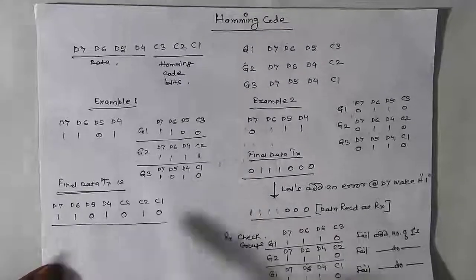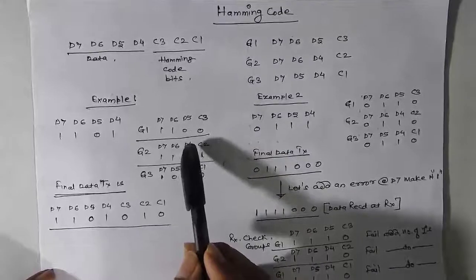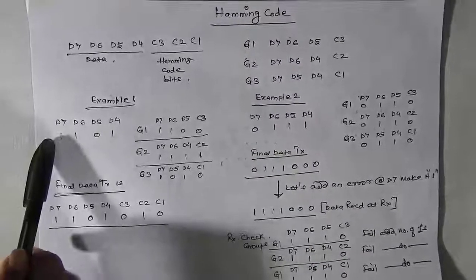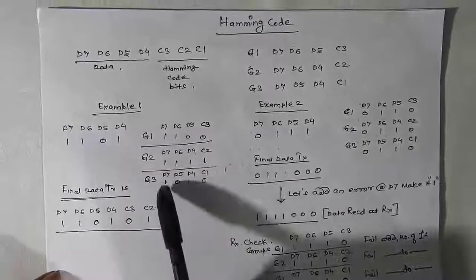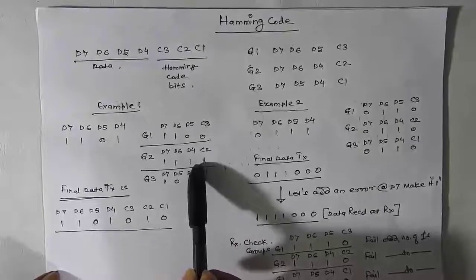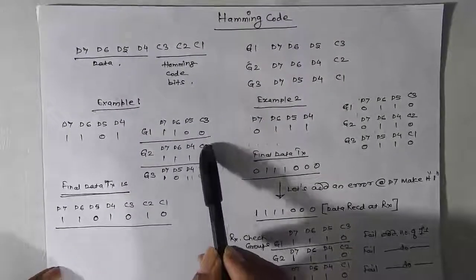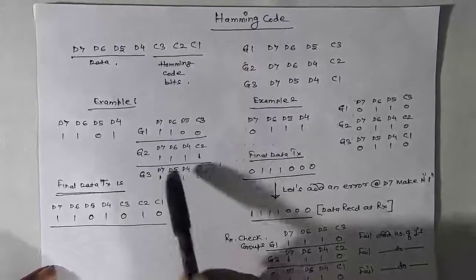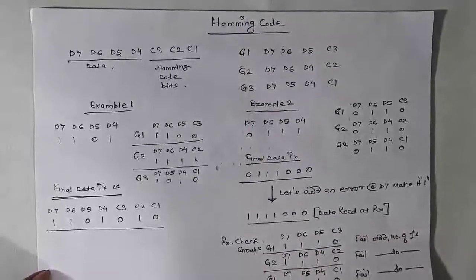Let's come to G2, the group 2. Group 2 has D7, D6 and D4. So D7 is 1, D6 is 1, D4 is 1. Now this data has 3 ones, that means an odd number of ones. So to make it even, this C2 bit will become 1, so that we will have 4 ones, which is an even number of ones.